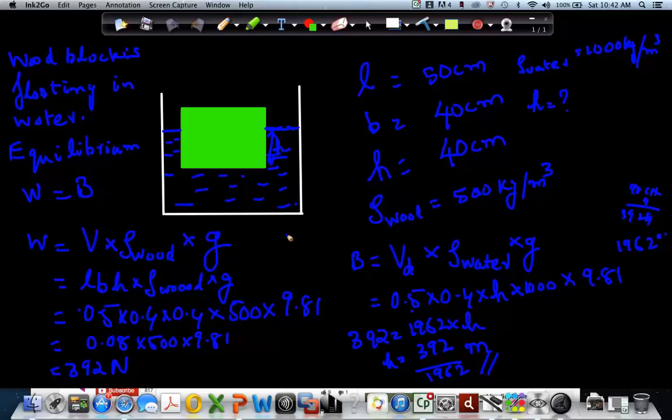So this gives a simple problem where we have found the depth of the block of wood which is immersed in water, by using the equilibrium. A simple problem where we have used the buoyancy Archimedes principle to find the depth of the wooden block which is immersed, right? Any questions? Is it clear?